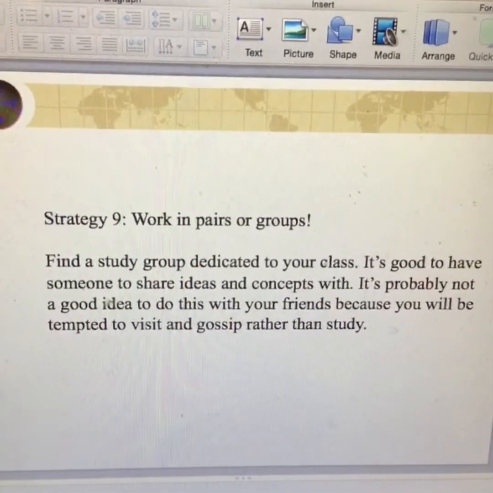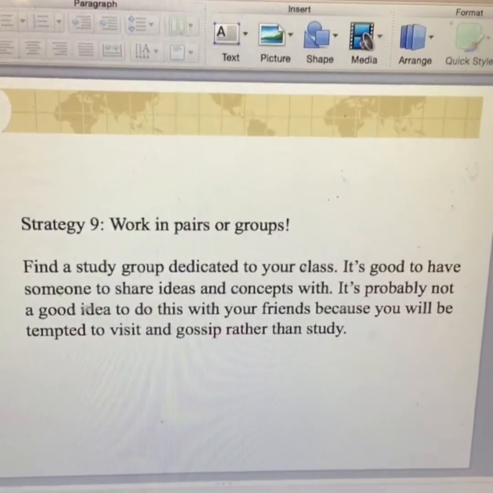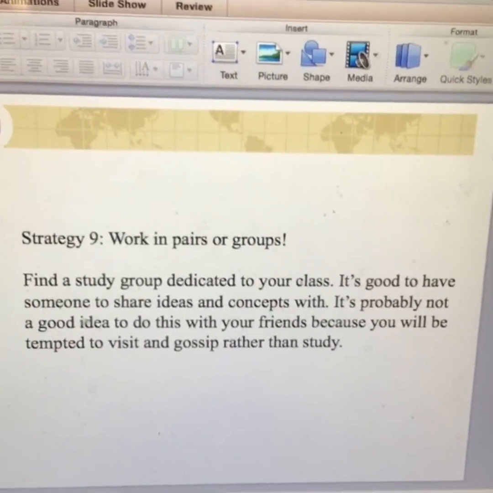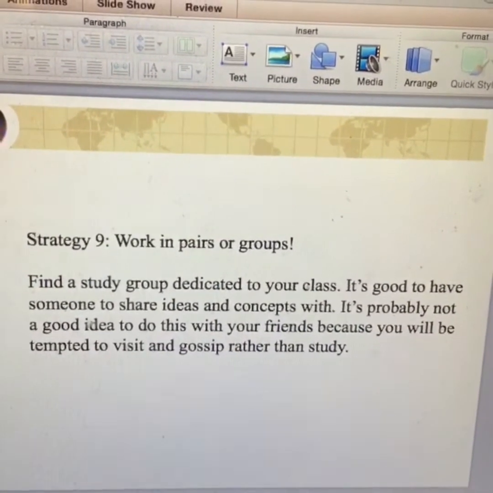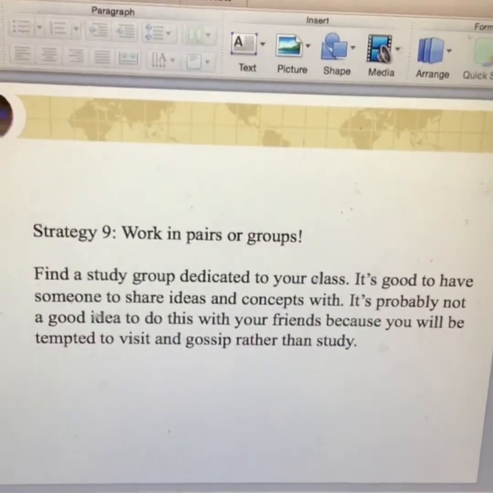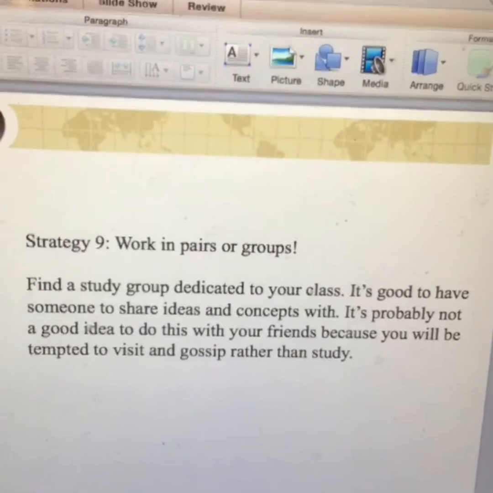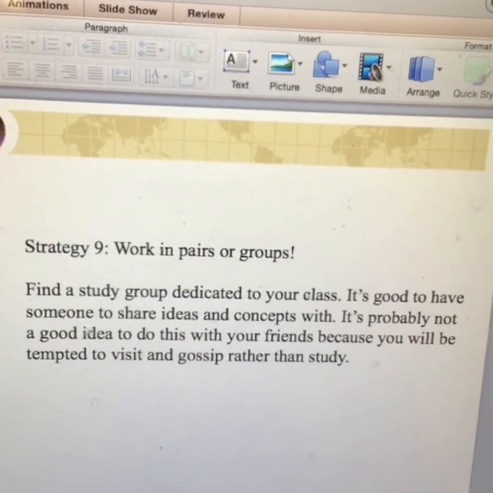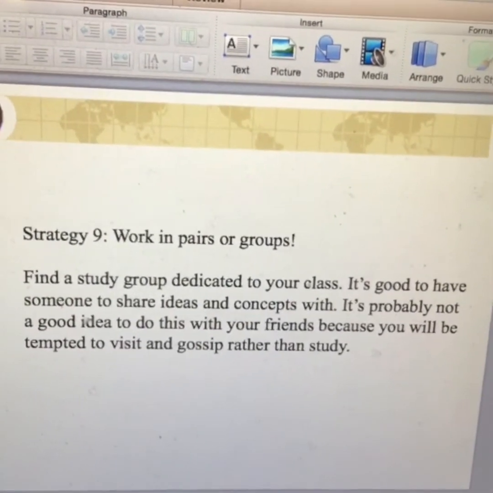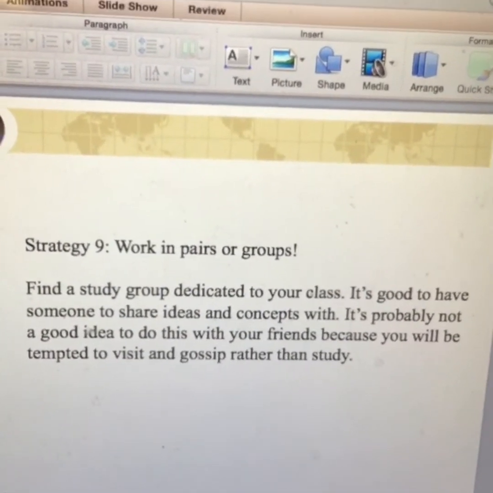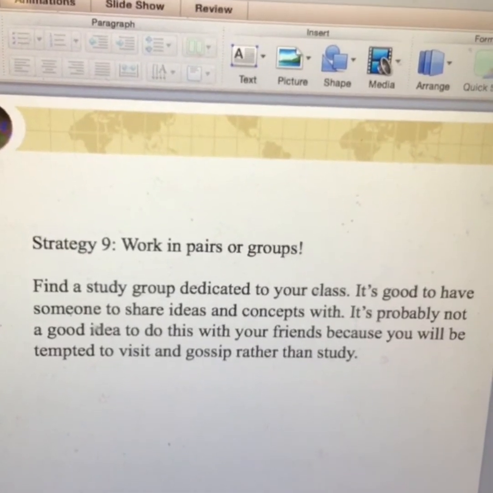Find a good study group, strategy 9. Find a good study group, prepare. Probably don't do it with people you're friendly with socially, because then you'd rather just visit and gossip than study. I know that's true for me, but if you find people that are strong academic students, those are the guys you want to hang with and see what they can teach you.